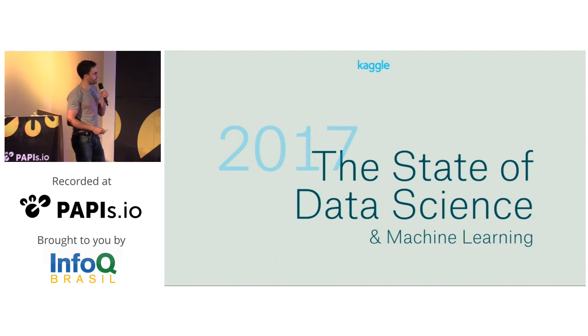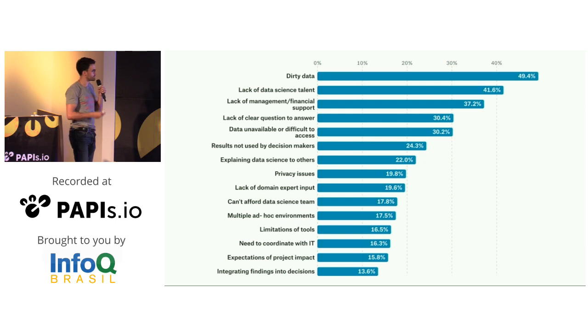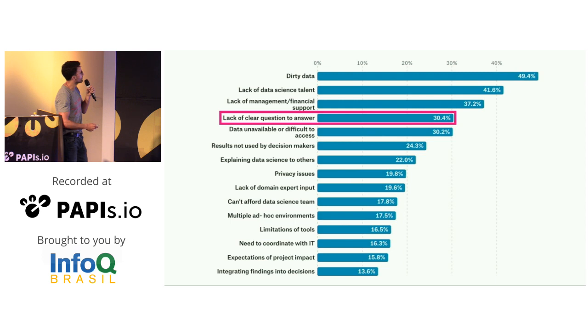Going back to Kaggle, there's something that they do in addition to the machine learning competitions, which is these surveys every year. And there was one on what are the barriers to using machine learning in production in your own applications. They did this survey and had tons of people reply to the question. A lot of people are saying that, all right, we are not really getting value from machine learning because there's a lack of a clear question to answer.